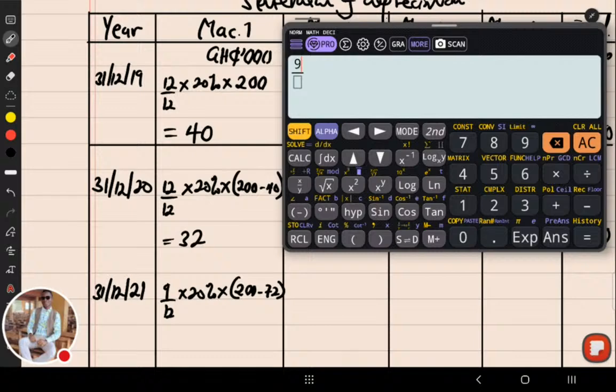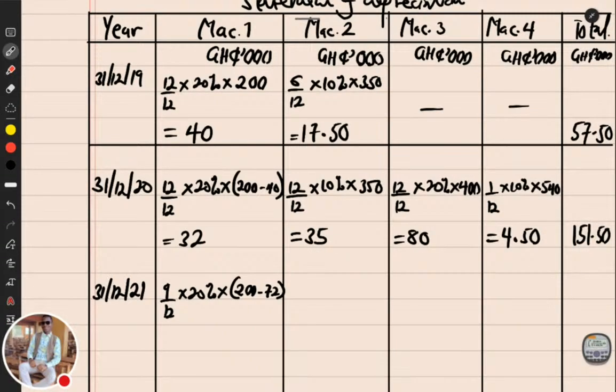So we'll have here 9 over 12, multiplying 20%, which is the same thing as 0.2, and then multiplying 200 minus 72. And what do we get? We'll get 19.2, because we are using the reducing balance method approach. Thus, we have 19,200 because of the 3 zeros up. So that will be for machine number 1 in the year 2021.